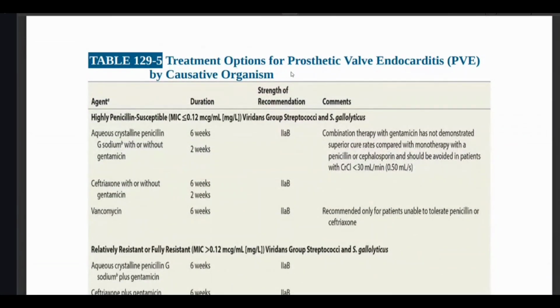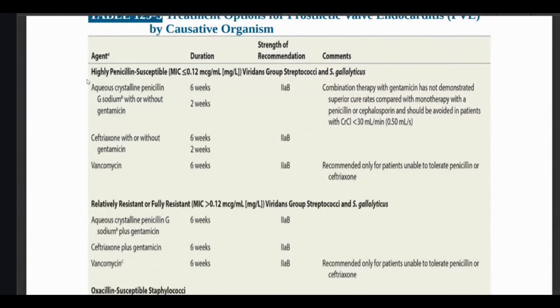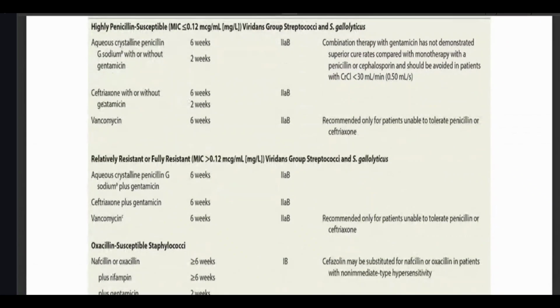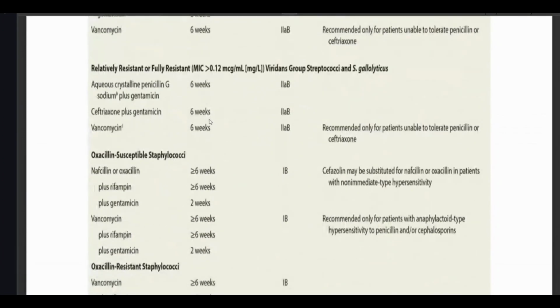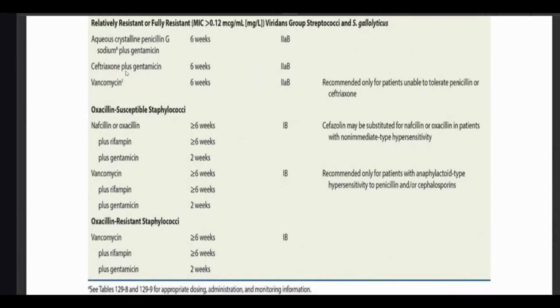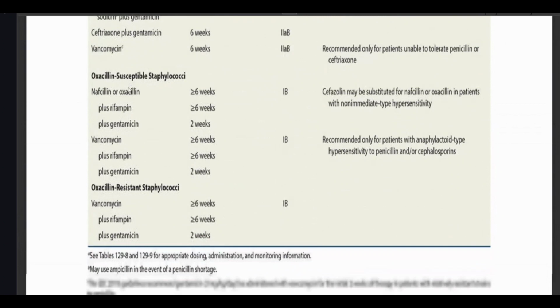The second type is treatment options for prosthetic valve endocarditis by causative organism. Again, we have highly penicillin-susceptible viridans group streptococci and S. gallolyticus. For this, we can administer aqueous crystalline penicillin G sodium with or without gentamicin for 6 weeks to 2 weeks, ceftriaxone with or without gentamicin, and vancomycin for 6 weeks. For relatively resistant or fully resistant viridans group streptococci and S. gallolyticus: aqueous crystalline penicillin G sodium plus gentamicin, ceftriaxone plus gentamicin, and vancomycin.